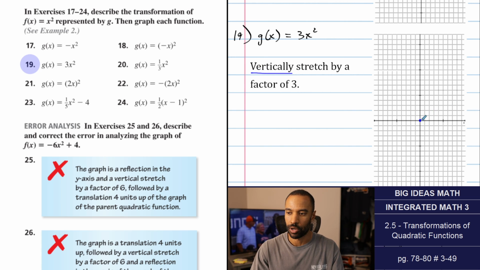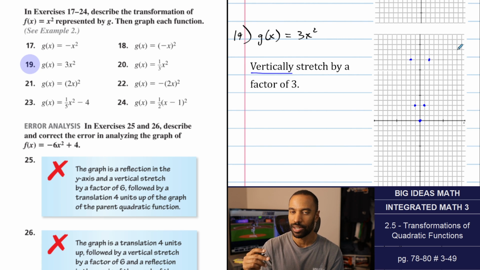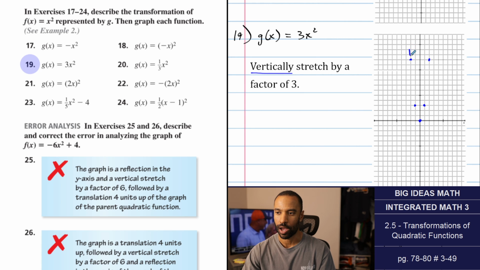0 squared is still 0, times 3 is still 0. 1 squared is 1, times 3 is 3. 3 times taller than 1. 2 squared is 4, times 3 is 12. So it's a vertical stretch. It's 3 times taller than it would have been compared to the parent function. 3 squared is 9, times 3 is 27. I can't fit that on this graph. This is as best as I can do, so I'm going to go ahead and just draw this one. It's the vertical stretch. That is the graph.